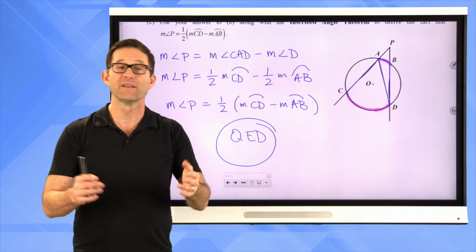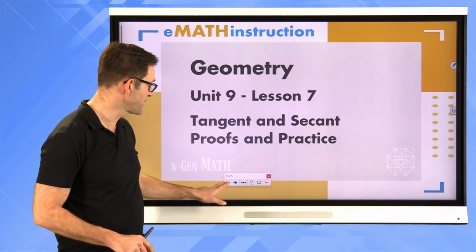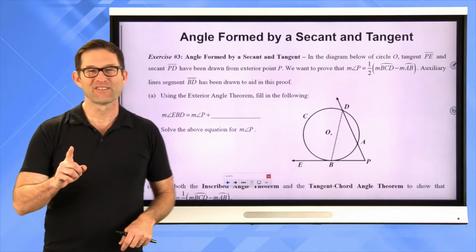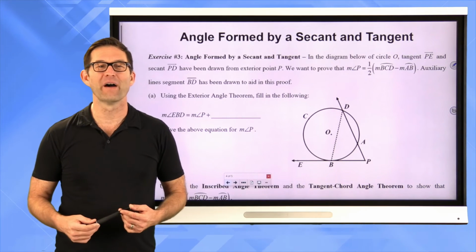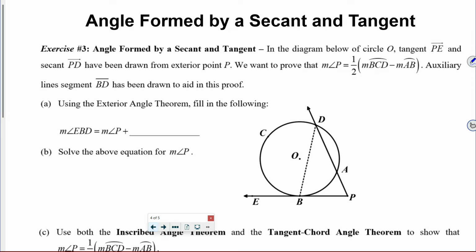All right, let's do one more proof. Here's our last one. All right, here's our last one. The angle formed by a secant and a tangent. Let's take a look.